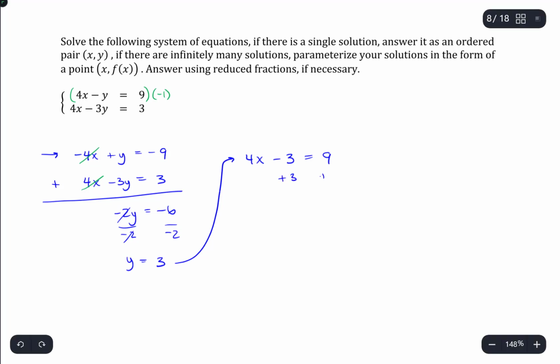So if I add 3 to both sides, that leaves me 4x equals 12. And then if I divide both sides by 4, I determine that the x-coordinate of this solution is 3. So my solution here as an ordered pair is 3, 3.